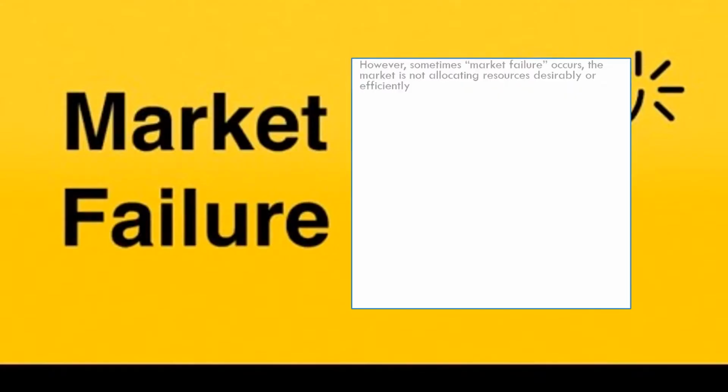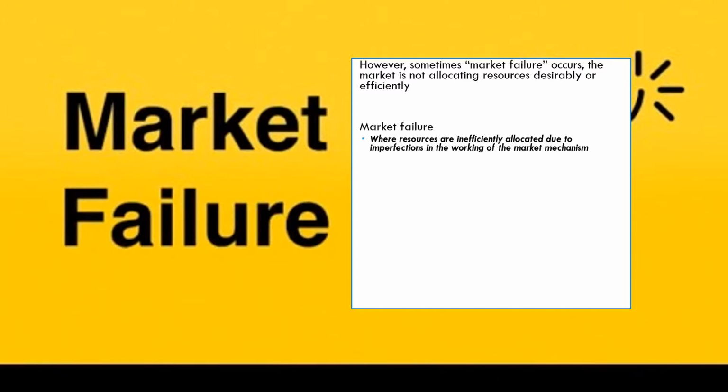However, sometimes the outcome that we get from the market is not desirable or is not very efficient. And where that exists, we would say, rather than the free market working, we have market failure. And market failure is where resources are inefficiently allocated due to imperfections in the working of the market mechanism. So something has gone wrong here with using the market to allocate this resource, and the outcome is not desirable, not efficient from society's perspective.